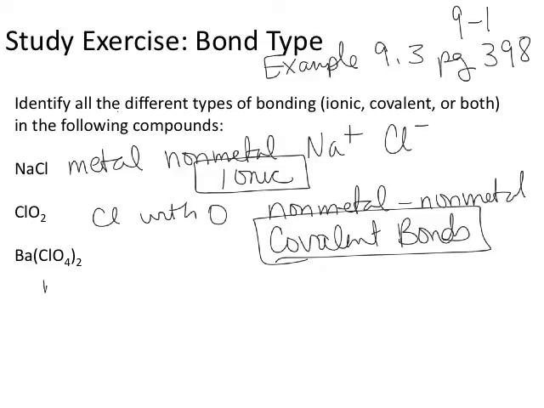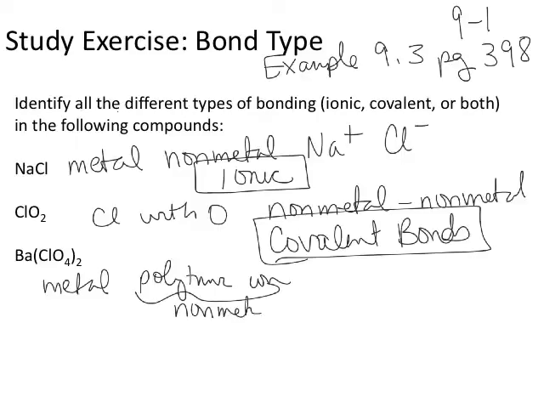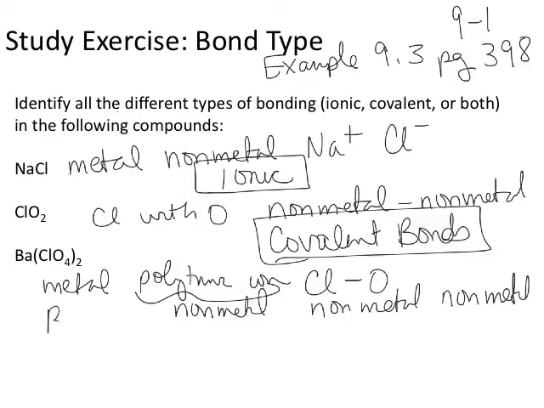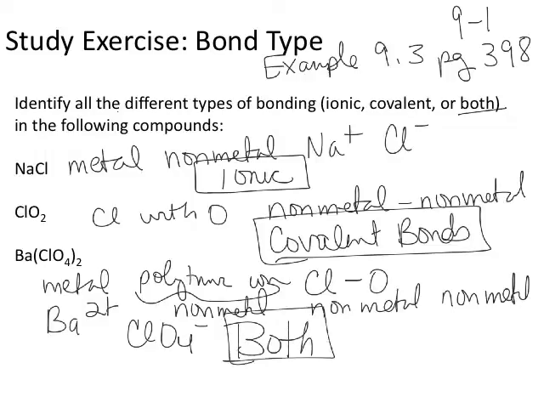And then here we have a metal, barium, with a polyatomic ion. Okay, so these are nonmetals. And then we have in our polyatomic ion chlorine with oxygen, this is going to be a nonmetal with a nonmetal. And so you also have the metal barium, which is a 2+ charge, and then you have perchlorate, which is a 1- charge. This would be both. You're going to have both kinds of bonding here. So the answer to that is both.